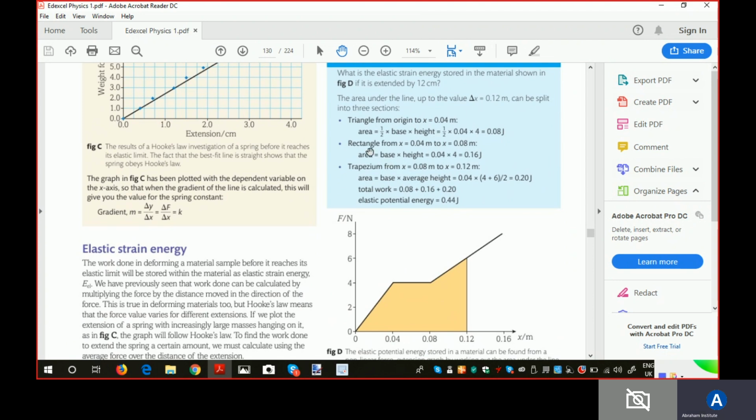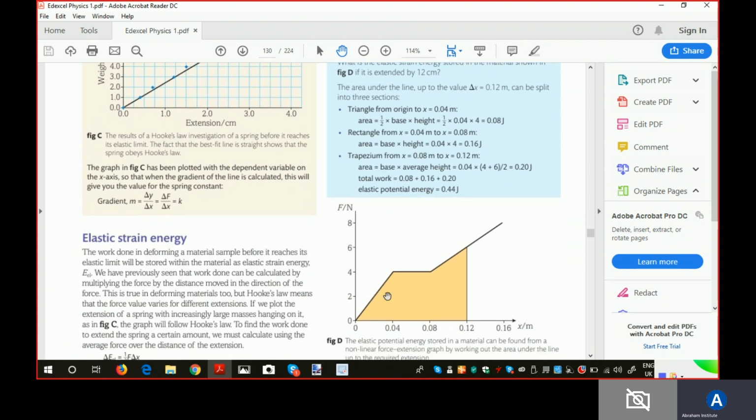Triangle from origin, area, and this, yeah, you can also find triangle. But the easiest way is to use two trapeziums because then less work. So if you want, you can find the area of this triangle, then this rectangle, that's what they are doing, triangle, rectangle, and then the last part they use a trapezium. Okay, this one is the trapezium they are using. Or else, like I said, you see this figure here, that is also a trapezium.